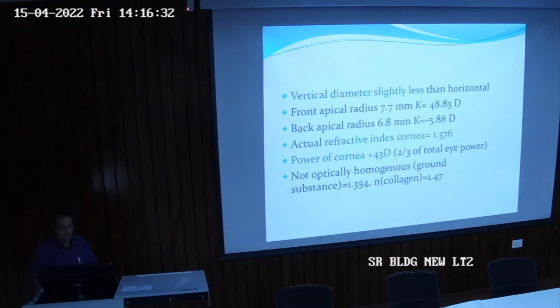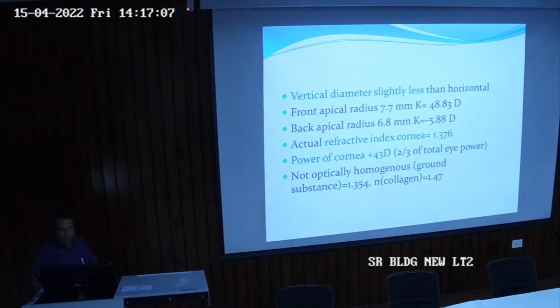The vertical diameter is slightly less than the horizontal. What is the diameter of the cornea? Anyone? What is the size of the cornea? Length and width? Cornea is 11.7 millimeter horizontally and 11 millimeter vertically. So the horizontal diameter is slightly more.